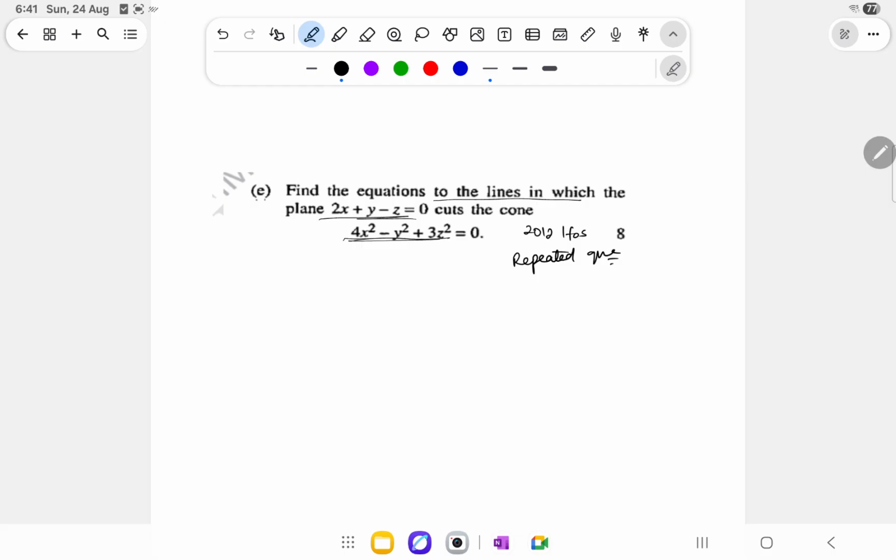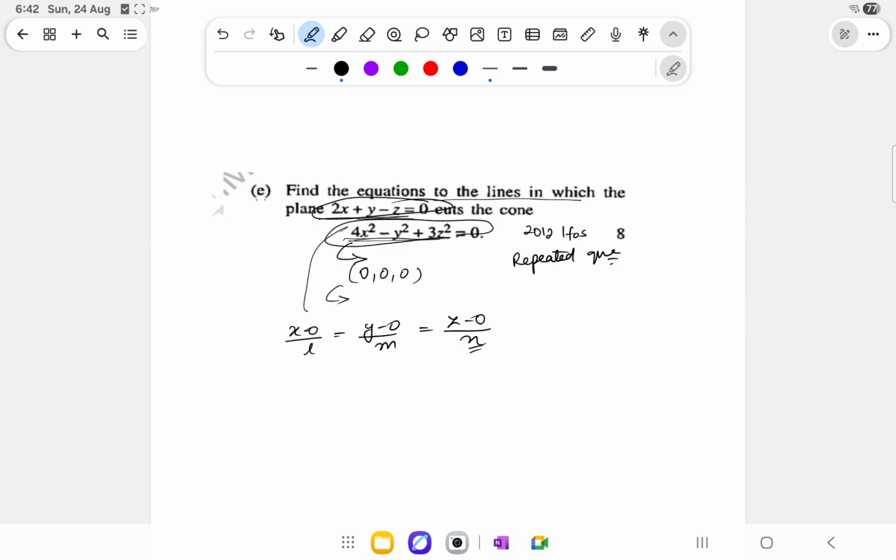So in this question you can find out the vertex, which will be 0, 0, 0, and you can assume any generator line as (x minus 0)/l = (y minus 0)/m = (z minus 0)/n. You can find any arbitrary point which will satisfy the equation of both the plane and the cone, and then you can solve for l, m and n, and you'll get the equation of the lines which lie on the plane and cut the cone.